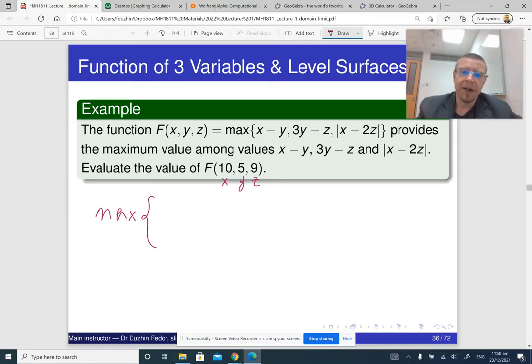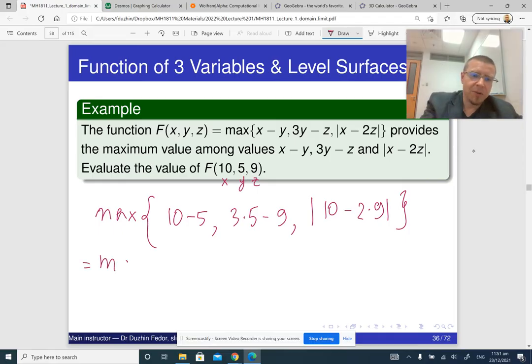So the maximum of x minus y. We need to replace x with 10 and y with 5: 10 minus 5. The second entry is 3y minus z. So 3 times y, which is 5, minus z, which is 9. And the third entry of the maximum is the absolute value of x, which is 10, minus 2 times z, and z is 9.